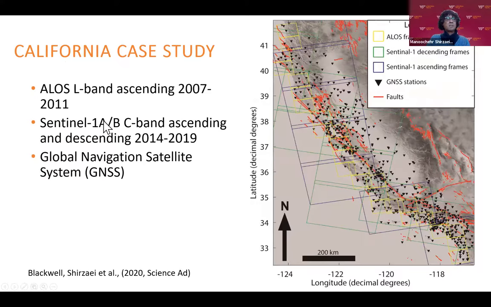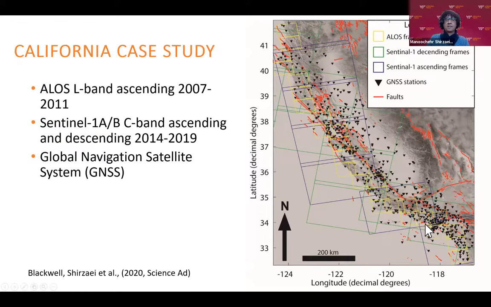Some application, the first application is from California. So it's about 1,500 kilometers of coast of California, very well instrumented because of the primary interest in earthquakes and faulting processes, which we benefited from in this study.